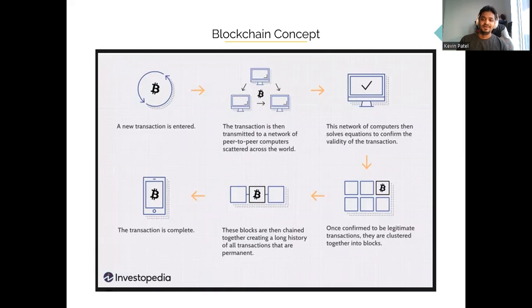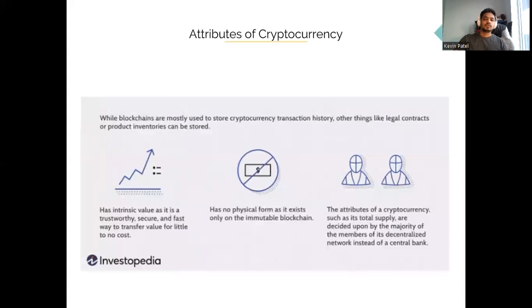There are multiple dependencies involved. Nowadays, blockchain has become very, very complex. Another one is the attributes of cryptocurrency: high intrinsic value, no physical form, and a total supply. That means the total supply is limited. Whoever is creating the cryptocurrency has to decide the total supply. Thus, there is no physical form, and an intrinsic value which is trustworthy, secure, and fast.